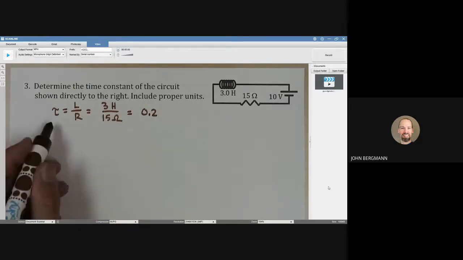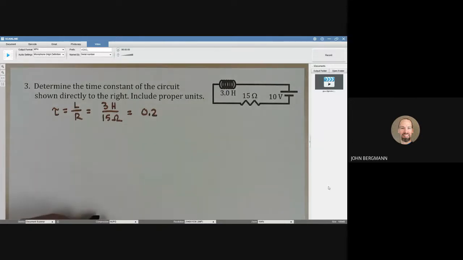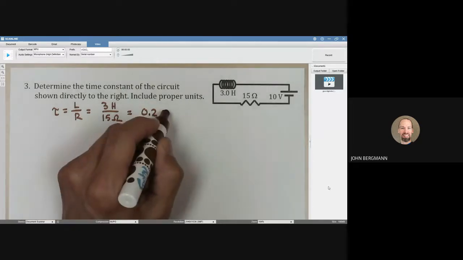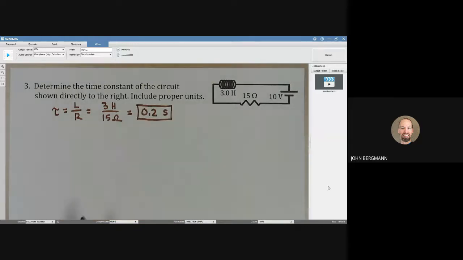And what's the unit for tau? Well, you could say henries per ohm, and that's fine, but it's better that you conceptually understand that a time constant is an amount of time. So seconds would be better to put there. Technically, we couldn't count it wrong if you put henries per ohm, but seconds is better.